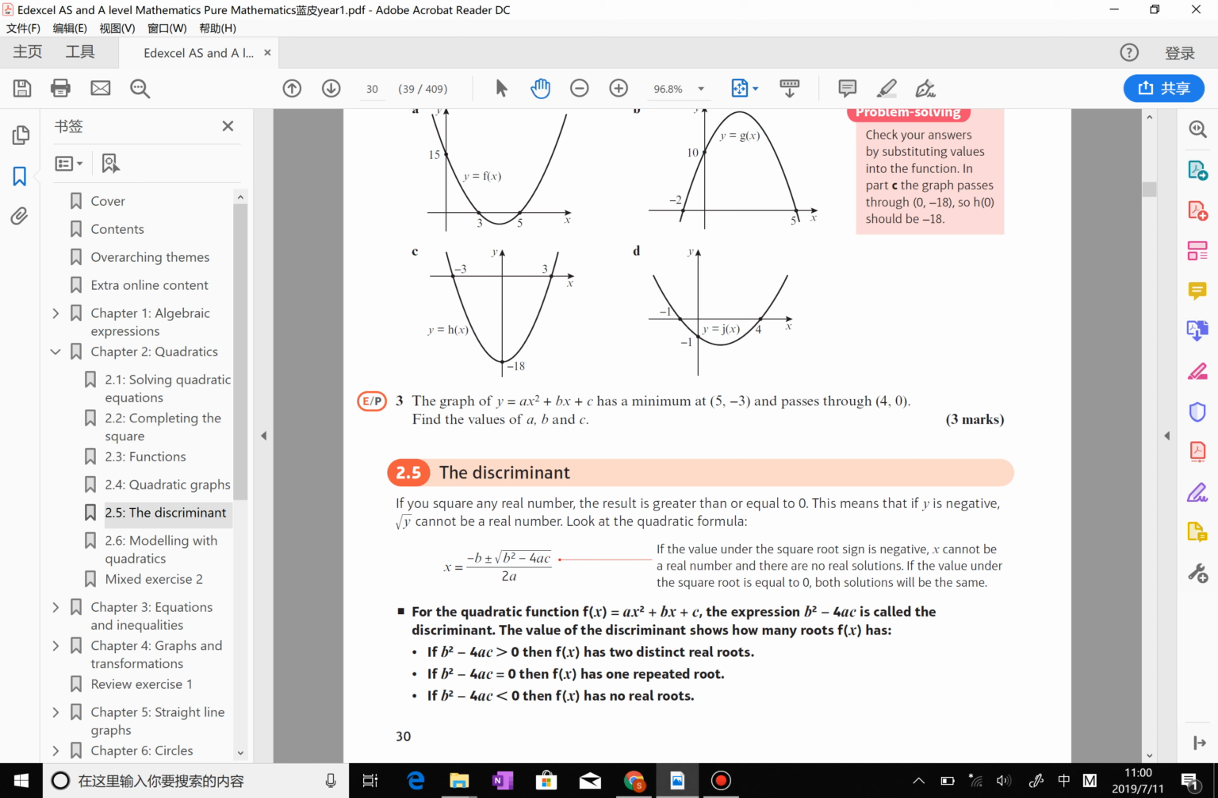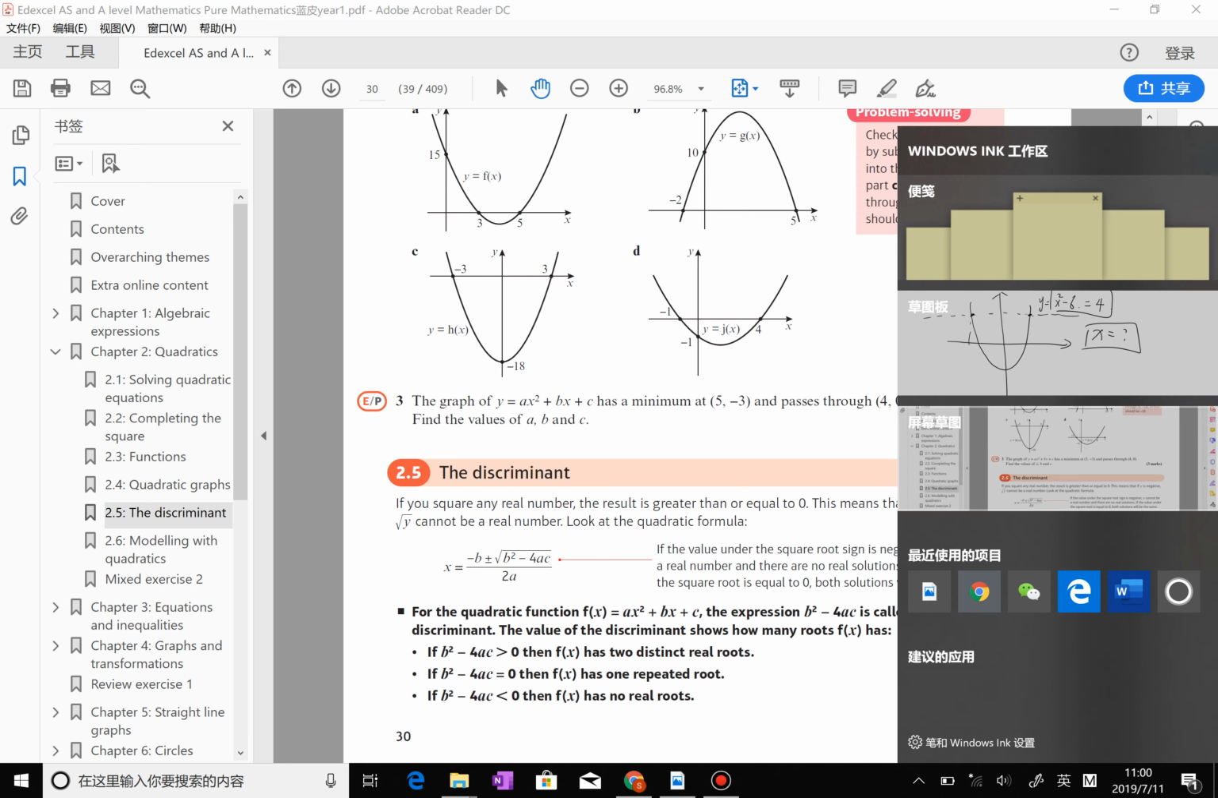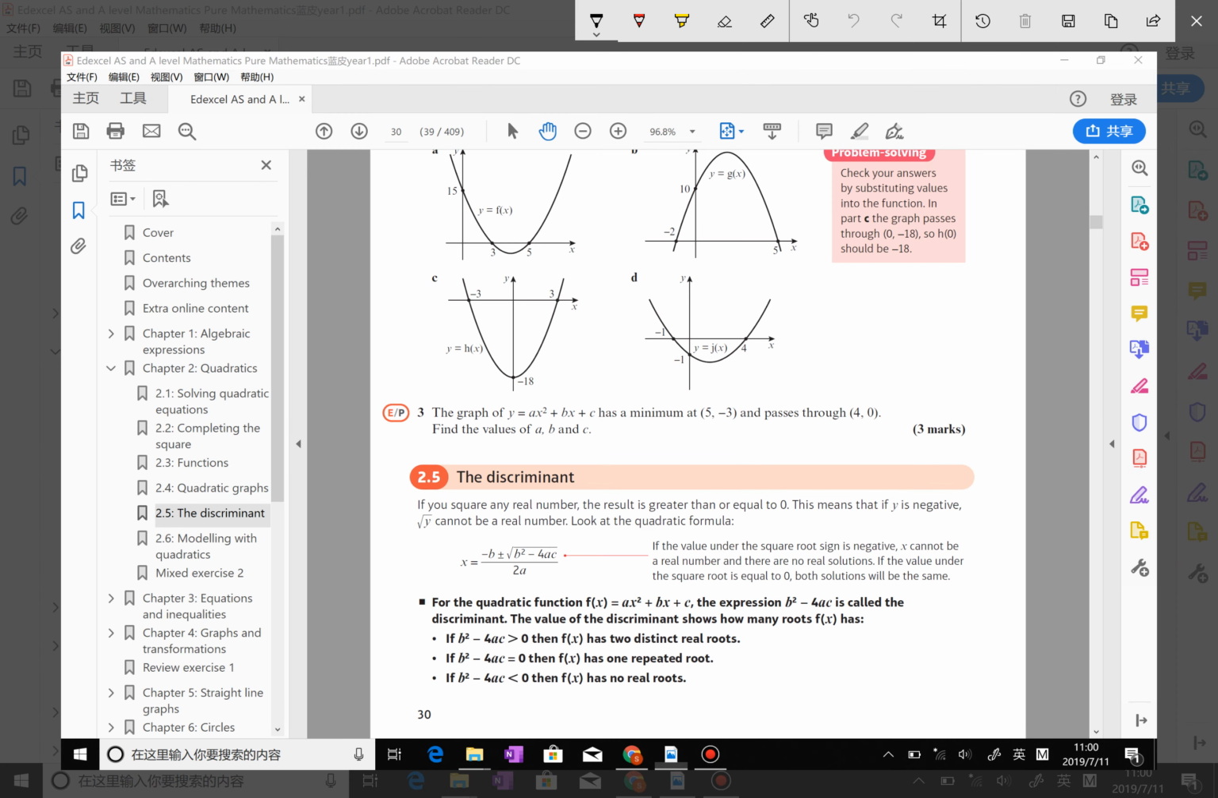We're going to start 2.5, the discriminant. So what do we call discriminant? Before, we have already learned when the equation cannot be factorized, how could we solve the equation? We use a formula to help us solve it. What's the formula? x equals negative b plus or minus square root of b squared minus 4ac, over 2a. The expression inside the square root, b squared minus 4ac, we call delta. This is what we call the discriminant.